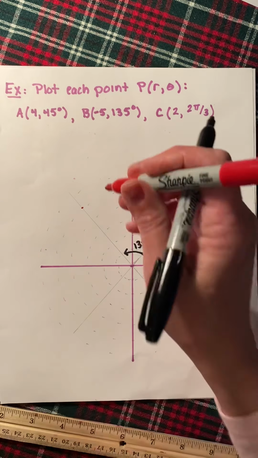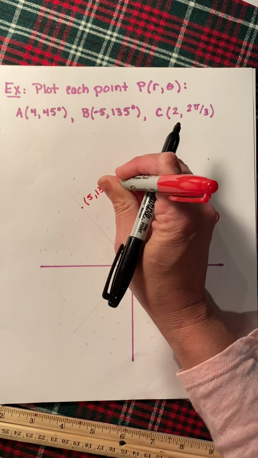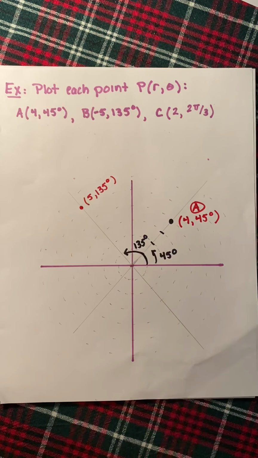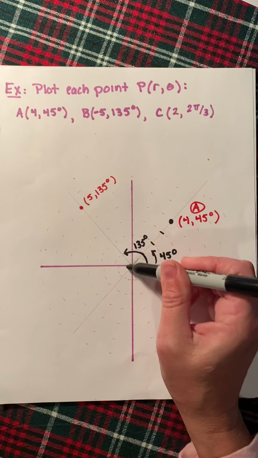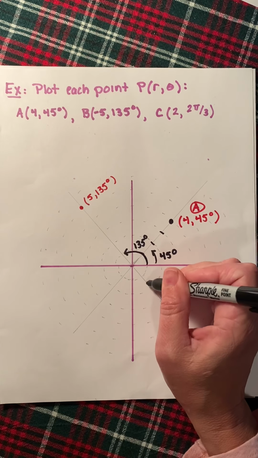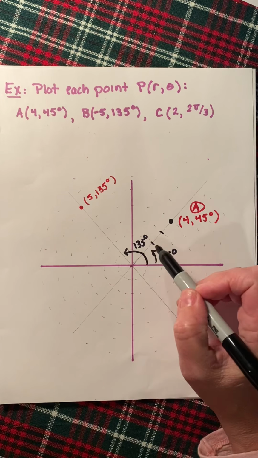So this would be the point 5, 135 degrees. But that's not the point we're looking for. We're looking for -5, 135 degrees. So I go 135 degrees, and I'm going to be falling on this line, but instead of going up 5, I'm going to go down 5. I'm not going to fall on the terminal side of the angle 135 degrees.